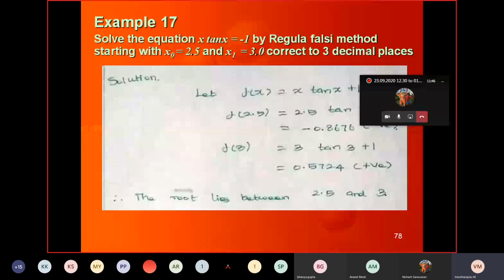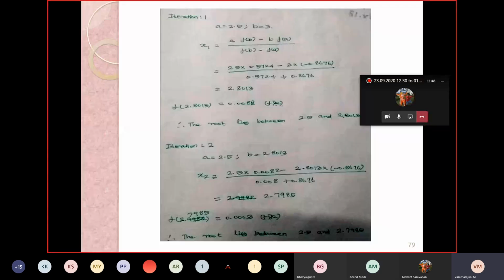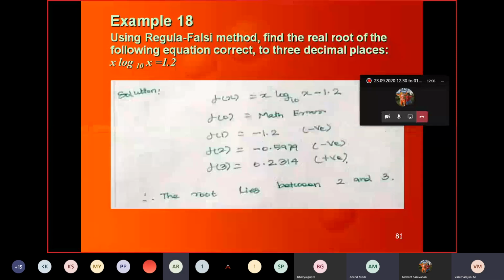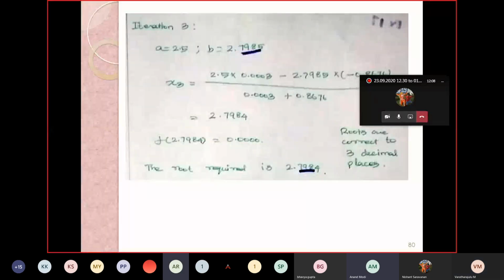Are you clear with the problem? Yes, sir. Yes, sir. Ajay, please. Ashokram, please. Sir, Ajay's mic is not working. He's not able to turn it on. He's written on the chat group.